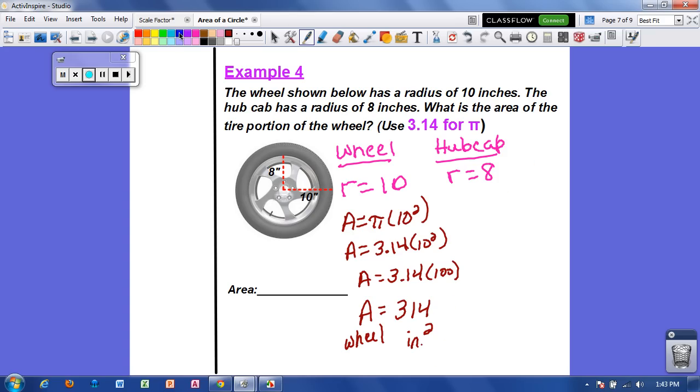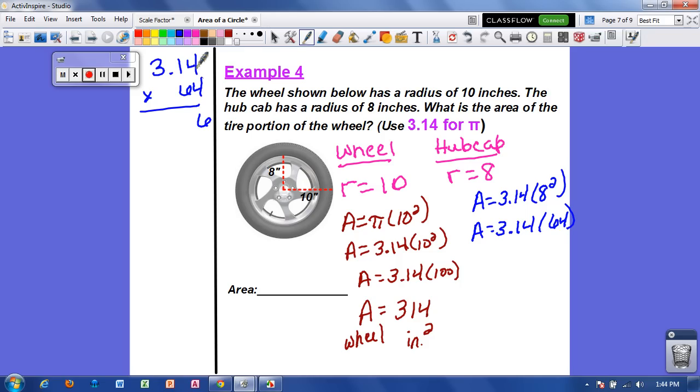Now for the hubcap. My area will equal pi, 3.14 times the radius squared. So that is 3.14 times 64. And I'm going to have to work that one out. So we've got 3.14 times 64.